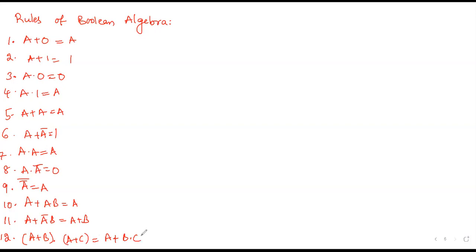We'll go with rule number 1. A plus 0. What is A plus 0? Now we'll check. We know A will take either value 0 or 1. So 0 plus 0, 1 plus 0. 0 plus 0 is 0 only. 1 plus 0 is 1 only. Observe, whatever the A value, you are getting the same. If A is 0, you get 0. If A is 1, you get 1. So you can write A plus 0 is equal to A.